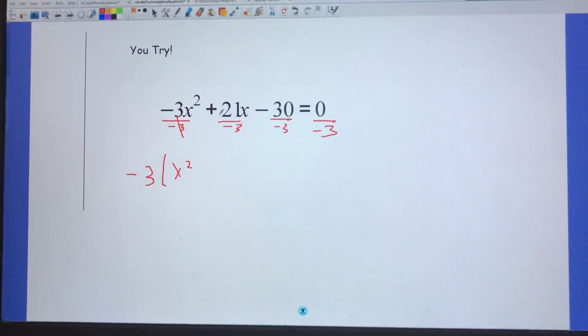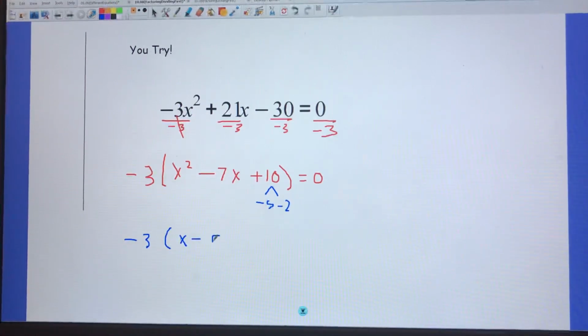This becomes +21 divided by -3 is -7x. -30 divided by -3 is +10. And that equals 0. And then again, we've got to see what makes 10 that adds up to -7 is -5 and -2. So we're going to have -3 in the front, and this is going to be x minus 5, x minus 2 equals 0. And then find your solutions.